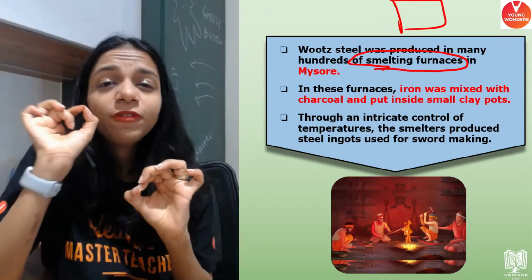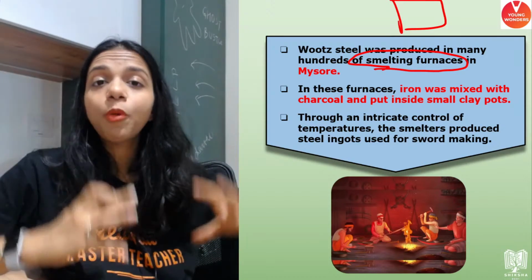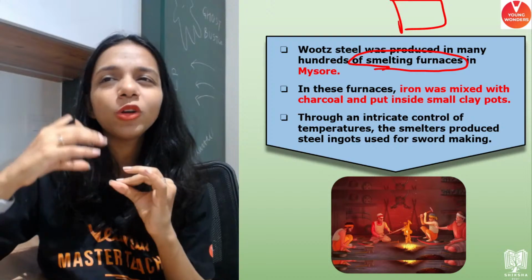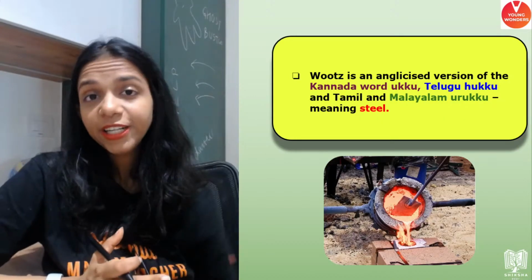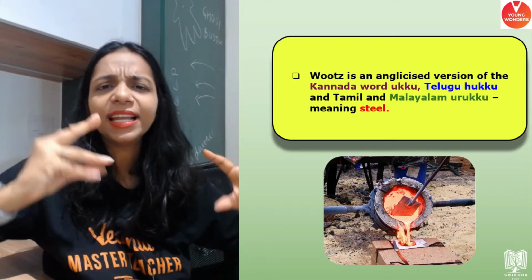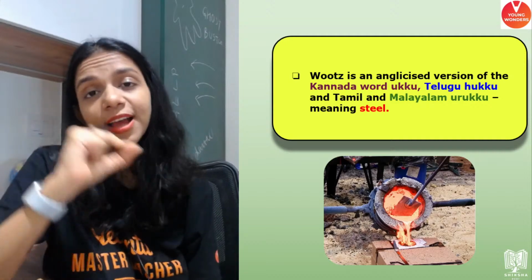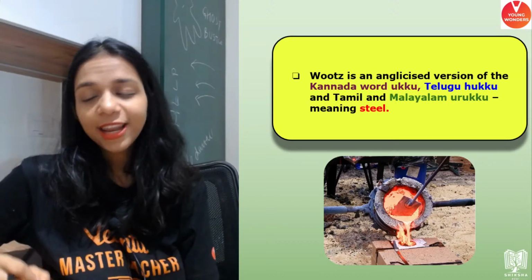The temperature that was required, and the kind of clay pot that you would need to make this wood steel, required a very special kind of knowledge. Unfortunately, when the Britishers came to India, उन्होंने इस पूरे इंडस्ट्री की ऐसी रेड लगाई, they destroyed this industry to such an extent that we lost the knowledge of how to make this beautiful wood steel, right?